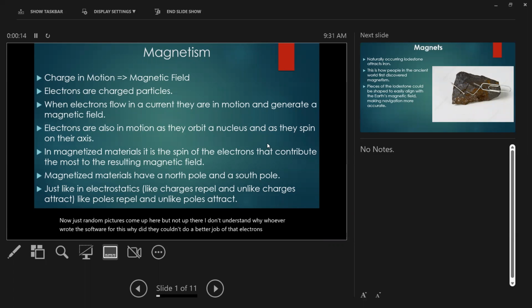Electrons are charged particles. When electrons flow in a current, they are in motion and generate a magnetic field. Electrons are also in motion as they orbit the nucleus and as they spin on their axis. So for magnets, it's mostly the electron spinning on its axis that leads to the magnetic field.